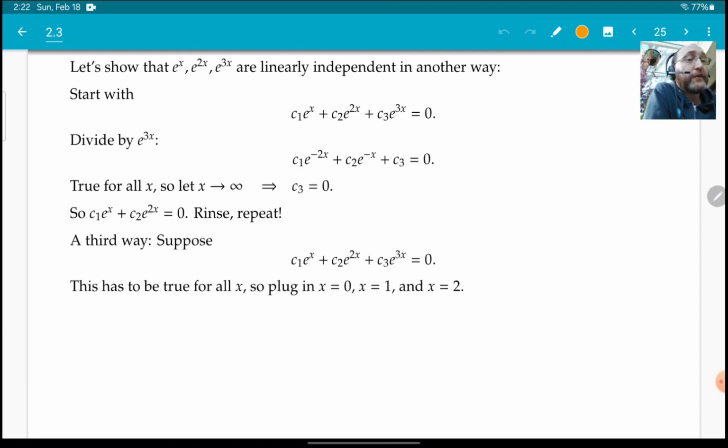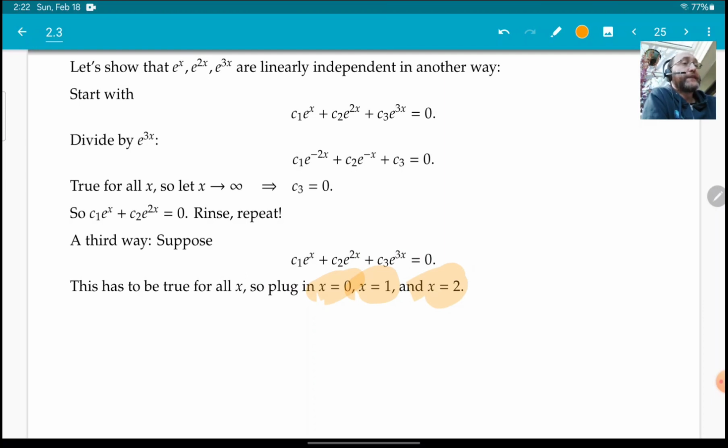Okay, let's do a third way, right? So suppose that, again, I'm starting with the same exact thing. Now, this way will always work, but it's maybe a little bit annoying to do. But if you suspect that you have linearly independent functions, what you could do is start plugging in different x's, right? Because if this is true for all x's, well, it's in particular true for whatever x you plug in, right? So, for example, here, I could plug in x equals 0, I could plug in x equals 1, I could plug in x equals 2.